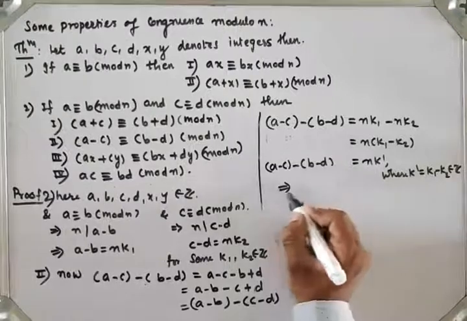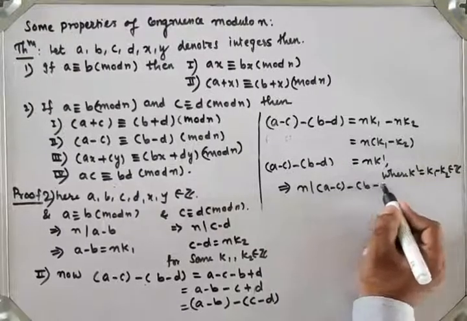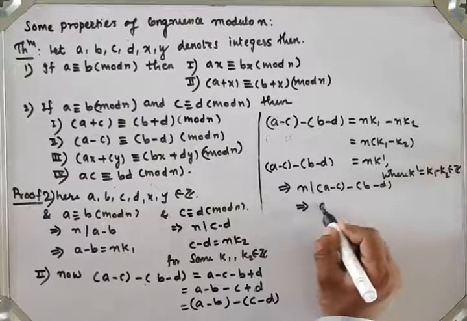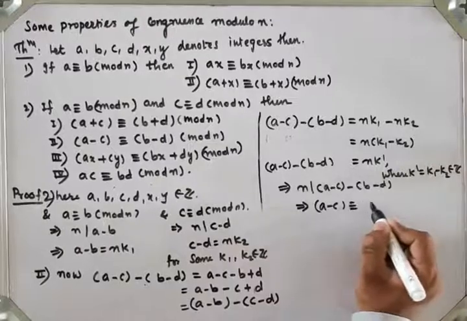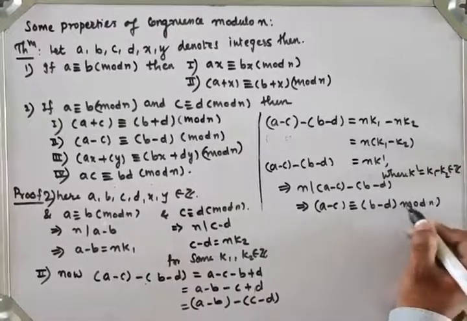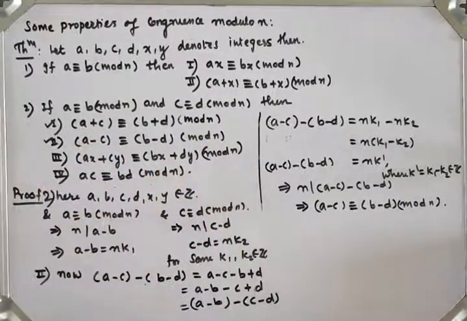So then by definition, n divides A minus C minus B minus D, right? Then by using the congruence definition, A minus C is congruent to B minus D modulo n. Hence the proof of the second property. So first and second are done. Now we will see the third property.